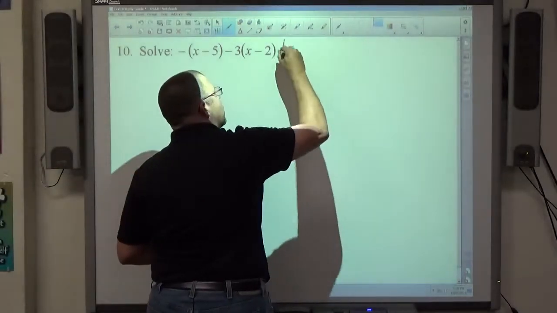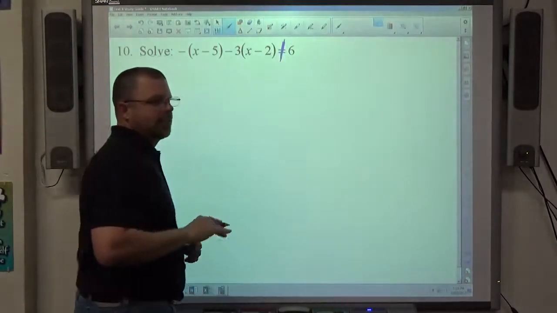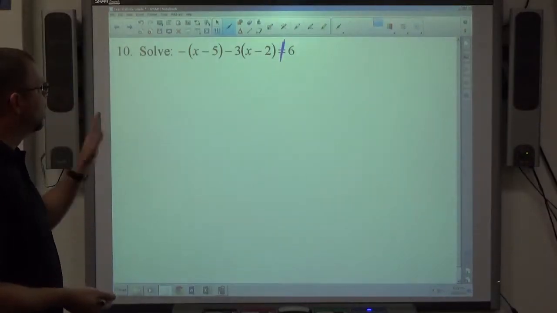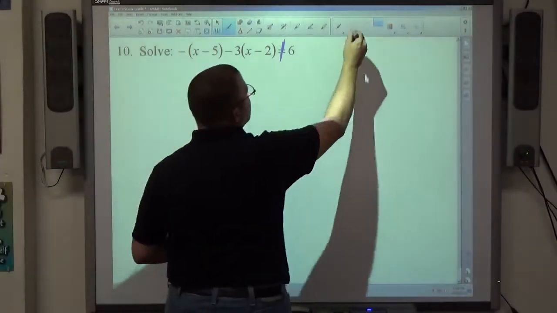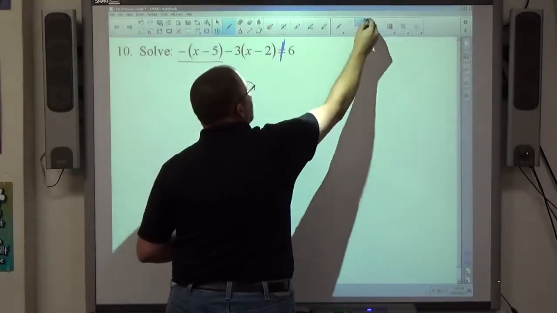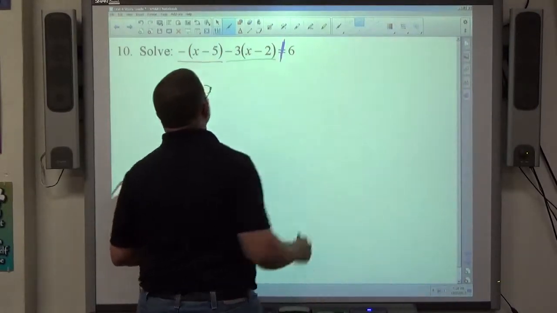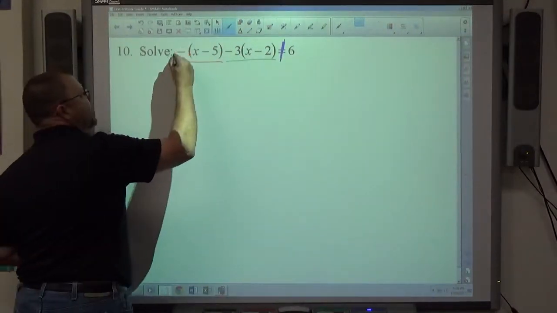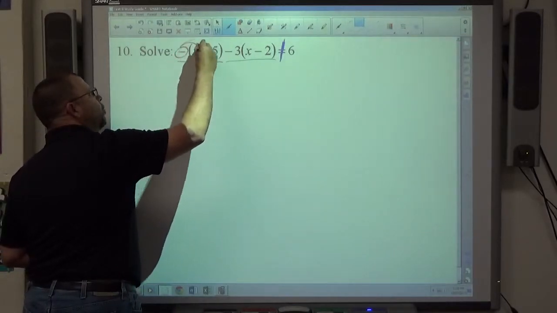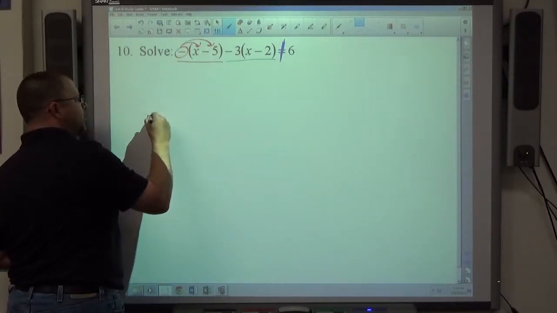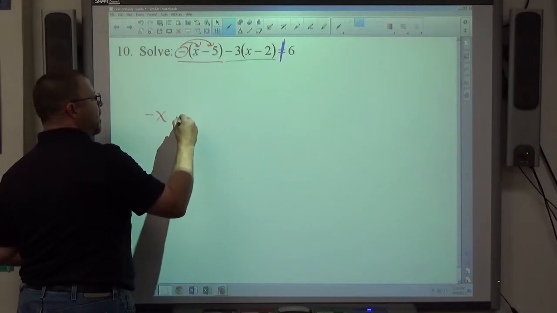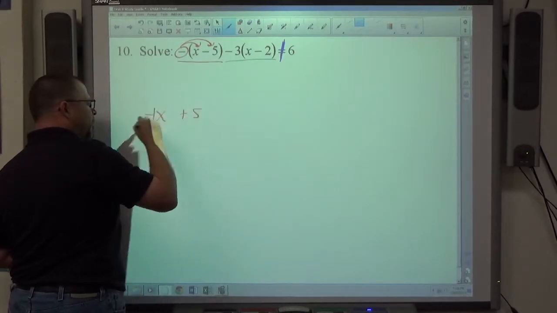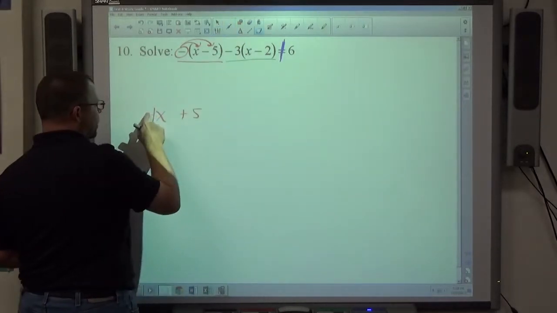Looking at the separation, there's my equal sign. The right-hand side, 6, you can't get any simpler than that, so that's fine. The left-hand side has 2 parentheses happening, so I've got this one and this one. So if I deal with the first one, I got a minus sign outside the parentheses. That minus is distributing through the parentheses. Minus times x makes minus x, minus times minus 5 makes plus 5. You might even want to put a 1 there, minus 1x.